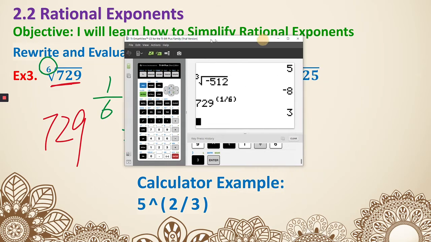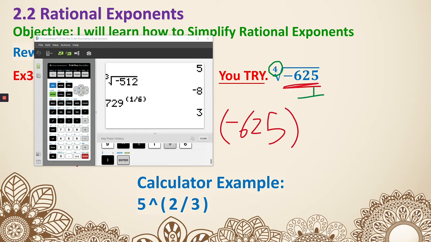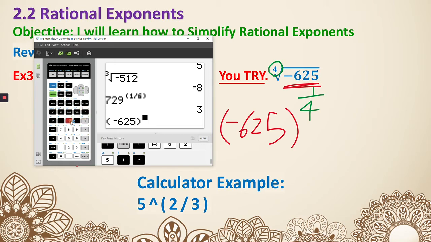Now I'm going to do the other one. Same thing, I'm going to rewrite it first. I see the base is negative 625. But since there's a negative sign, I'm going to put it inside parentheses. Next, I see the index is a 4, and I'm going to change that into the reciprocal, which is 1 over 4. Now let's type it in our calculator. We're going to have parenthesis, negative 625, parenthesis back, raised to the parenthesis 1 over 4th power.